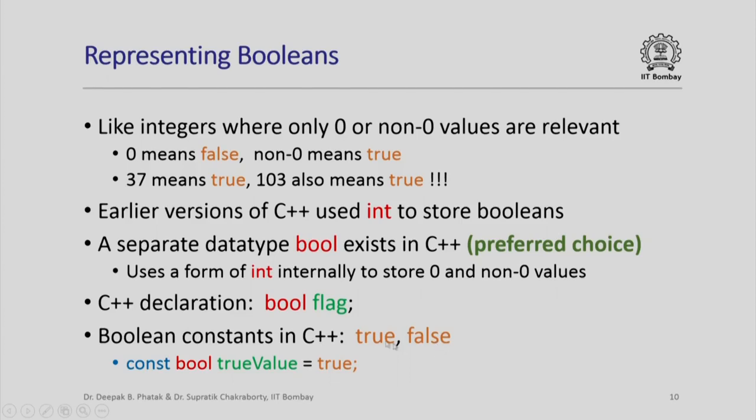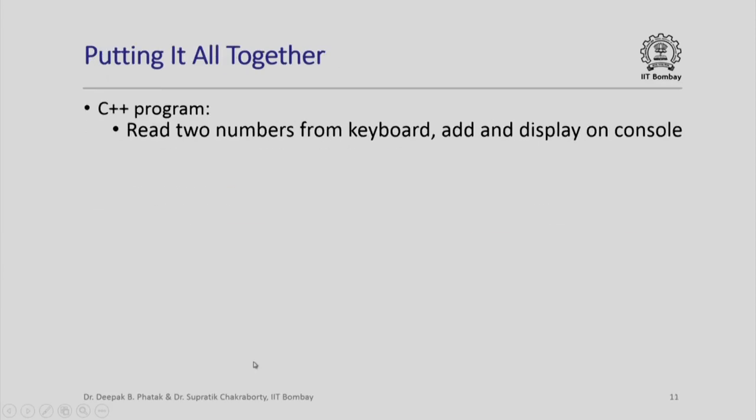False is guaranteed to be 0, true is guaranteed to be something other than 0, it may not be 1. And I could define constant Boolean values like const bool trueValue. So this is the constant Boolean value which has the value true, and because I have this keyword const here, I cannot change the value of trueValue in my program.